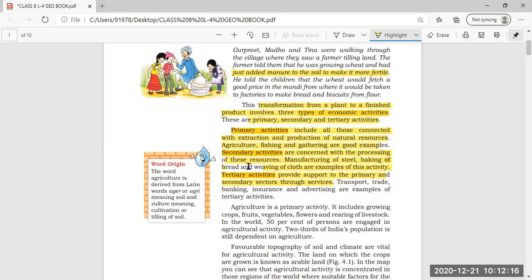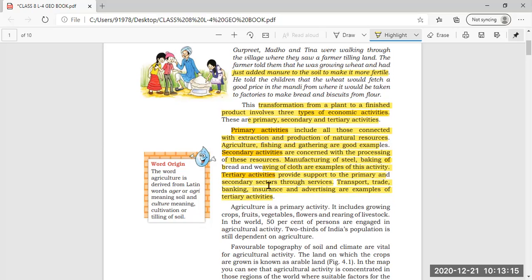Now how is this tertiary activity supportive to primary and secondary activity? Transport, trade, banking, insurance, and advertising are examples of tertiary activities. The things produced from the primary activity are processed and changed in outlook through the secondary activity by manufacturing and other processes, and they are taken further to the market for gaining more money through transportation, trade, banking, insurance, and advertising. So tertiary activities provide transportation, trading, banking, insurance, and advertisement for the primary and secondary activities.